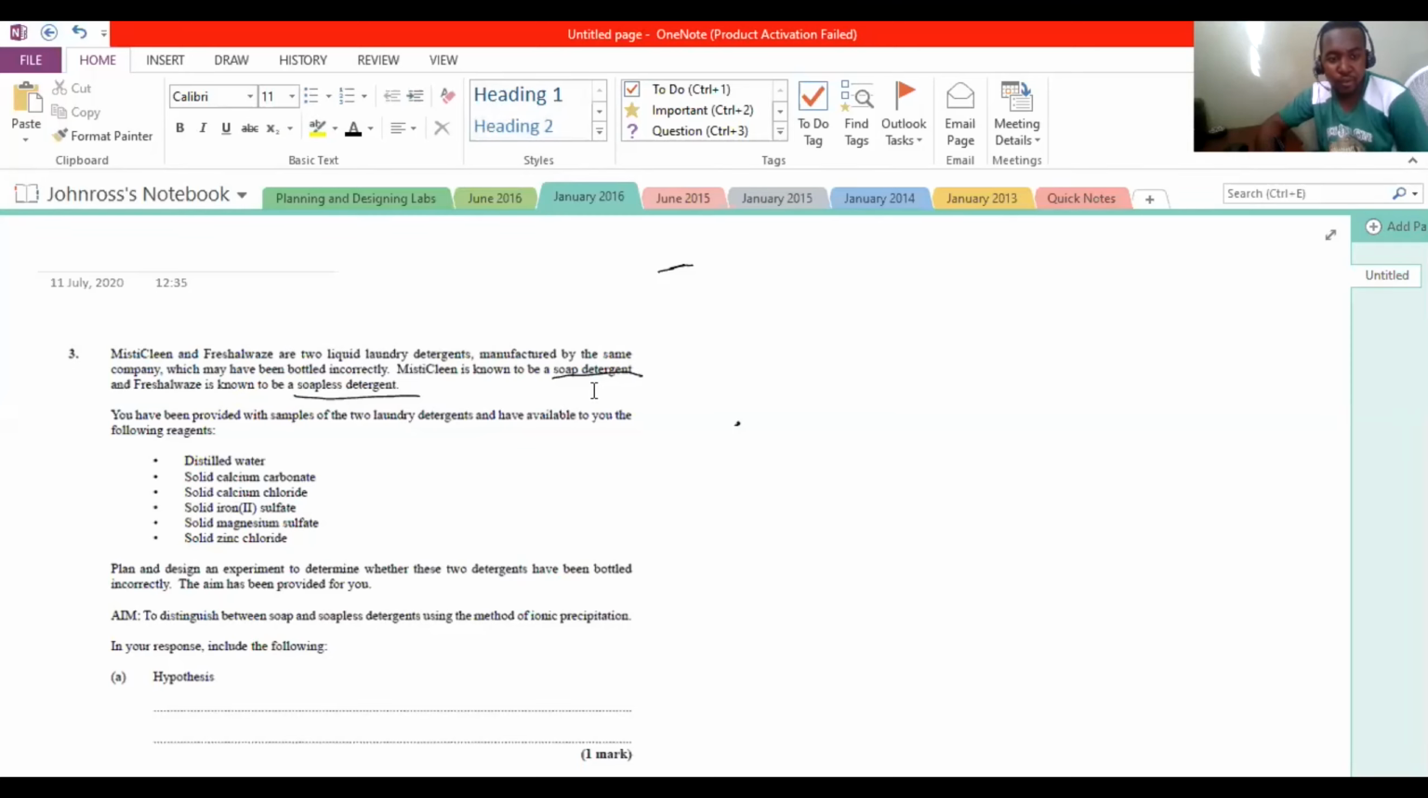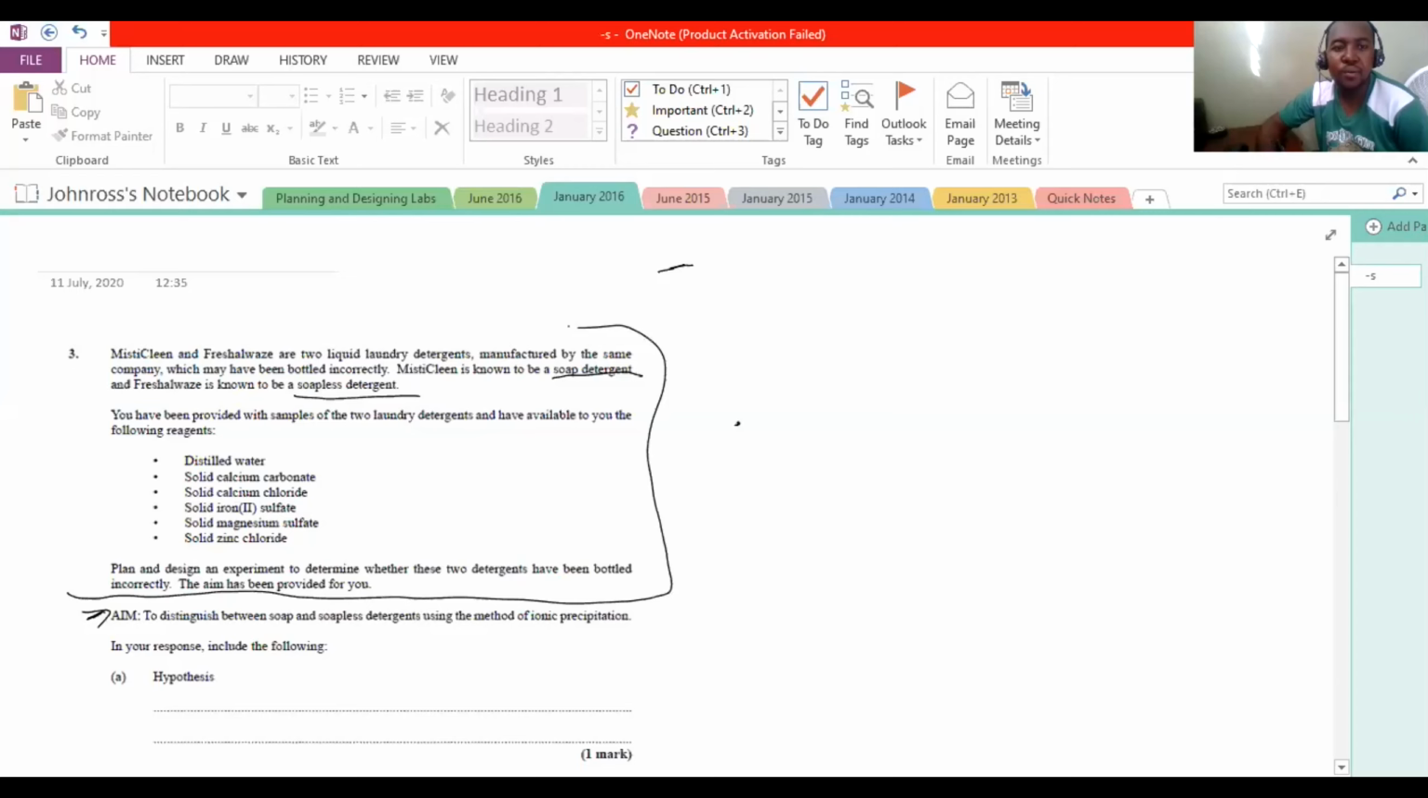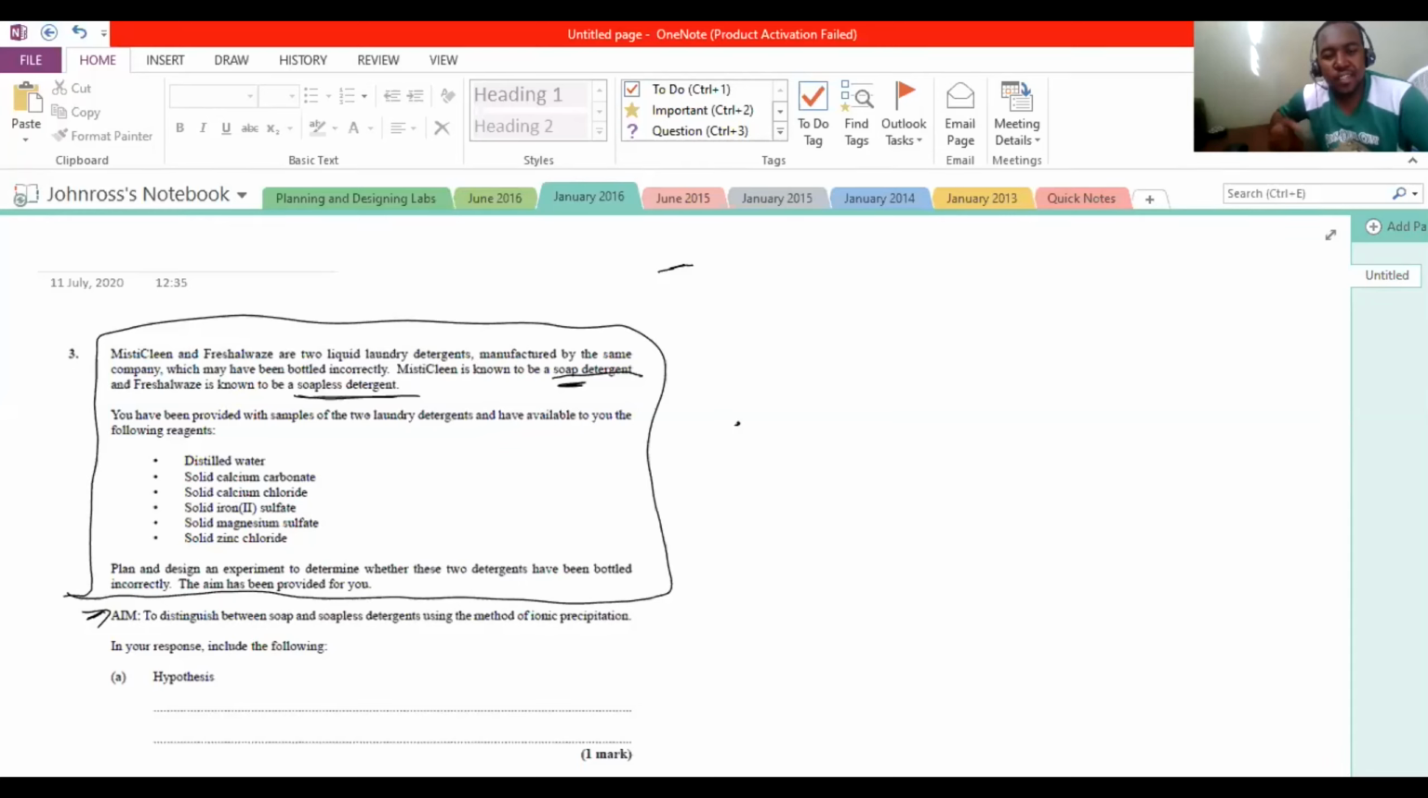So without looking at your aim, if it was not given, only this up here was given, then we know that it will be under the topic that involves soapless and soap detergents. Right? And then when you look at your aim, it says to distinguish between soap and soapless detergents using the method of ionic precipitation. So if the aim was not given, then those terms here in your problem will tell you what the topic is that the problem is under.